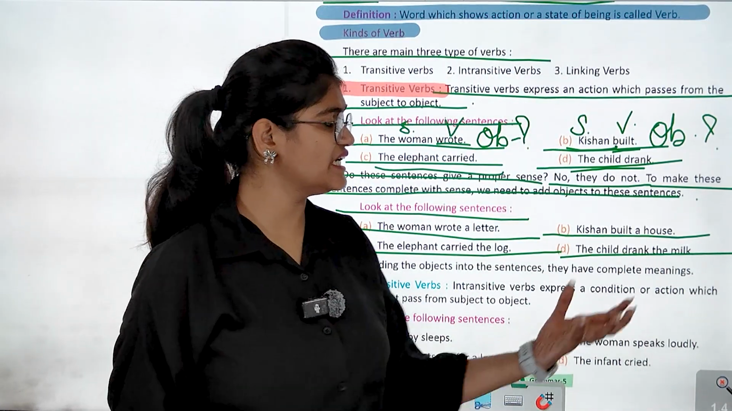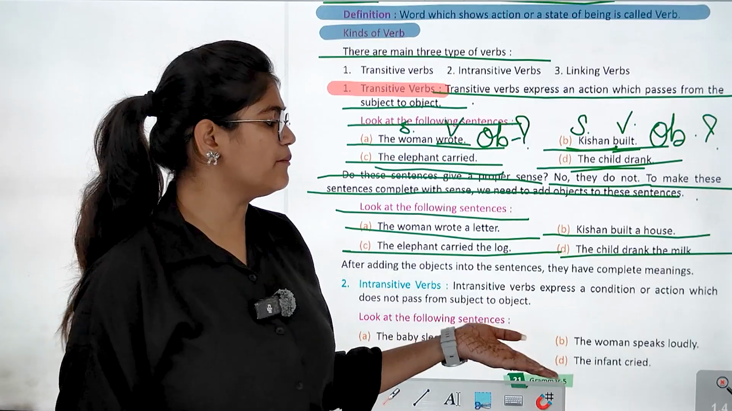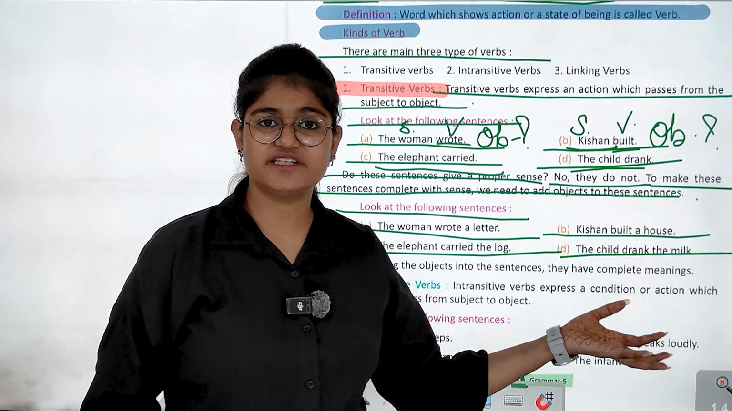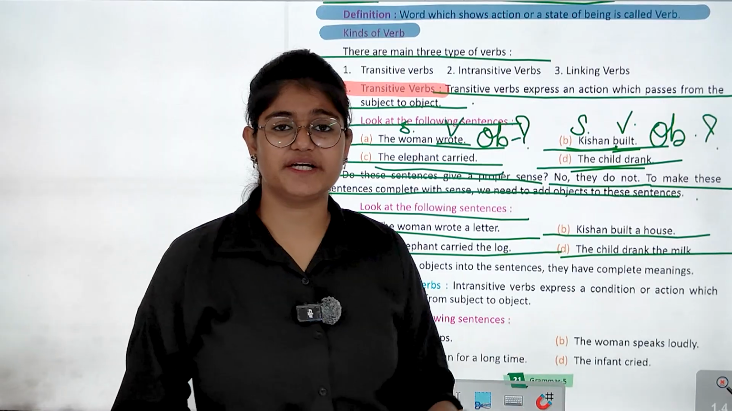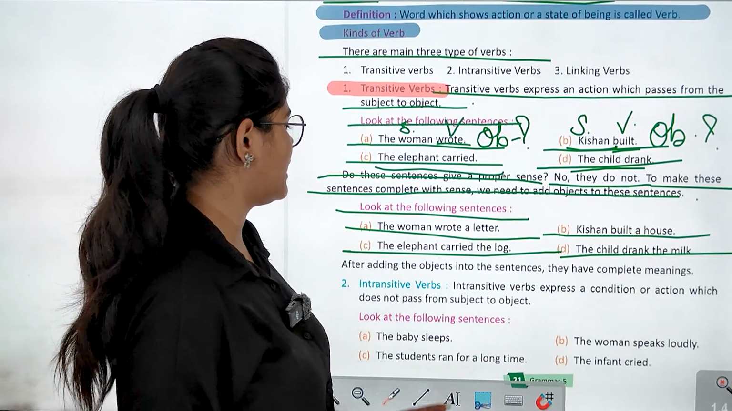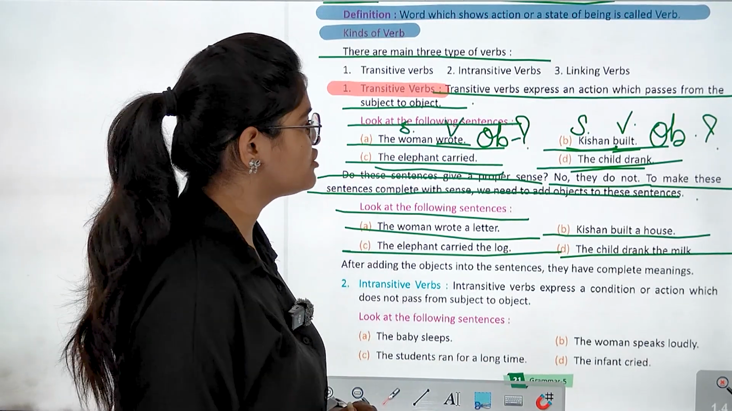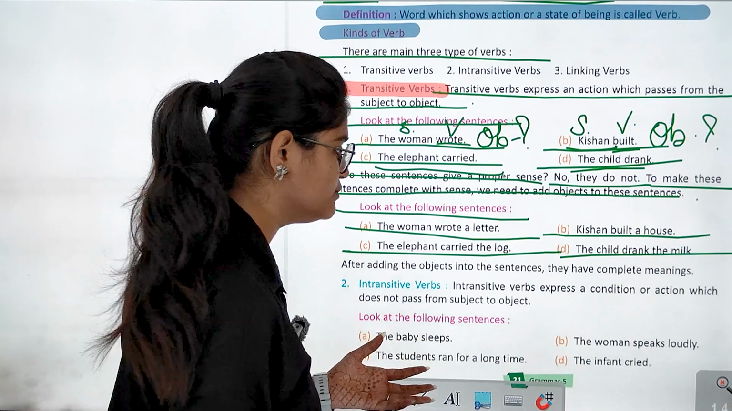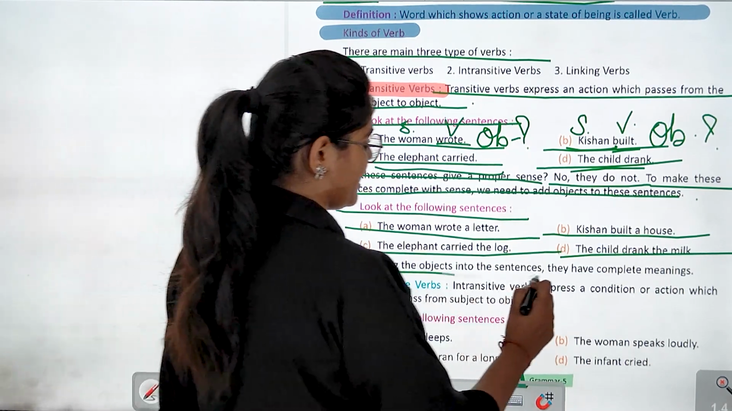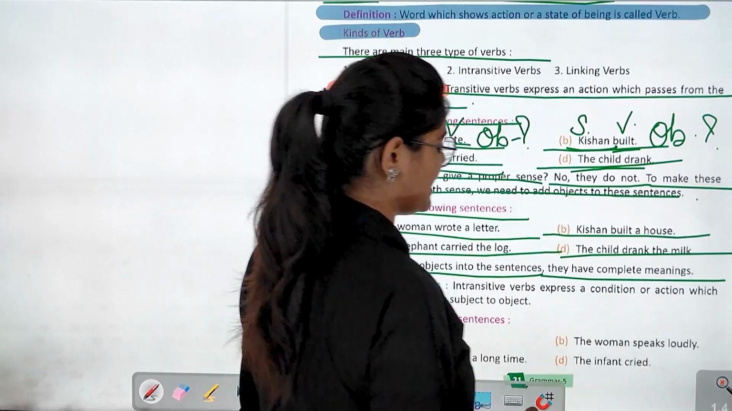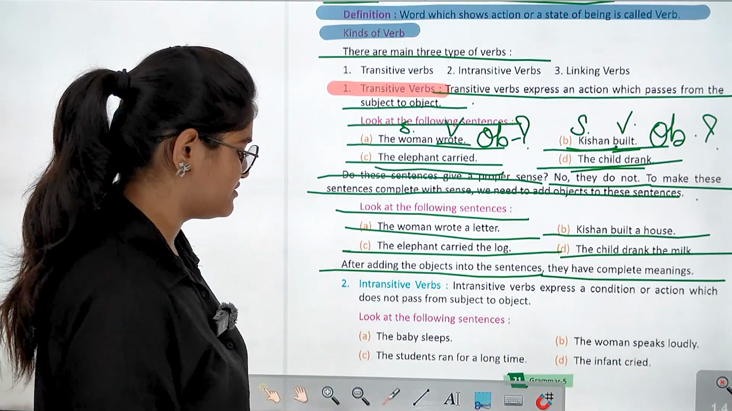So as you can see, इन चारों sentences में हमने object provide किया इन sentences को, और इन सभी का जो sense है वो complete हो चुका है. So that is why they are known as the transitive verbs. These verbs present in these sentences are known as the transitive verbs. So after adding objects into these sentences, they have complete meanings, right?